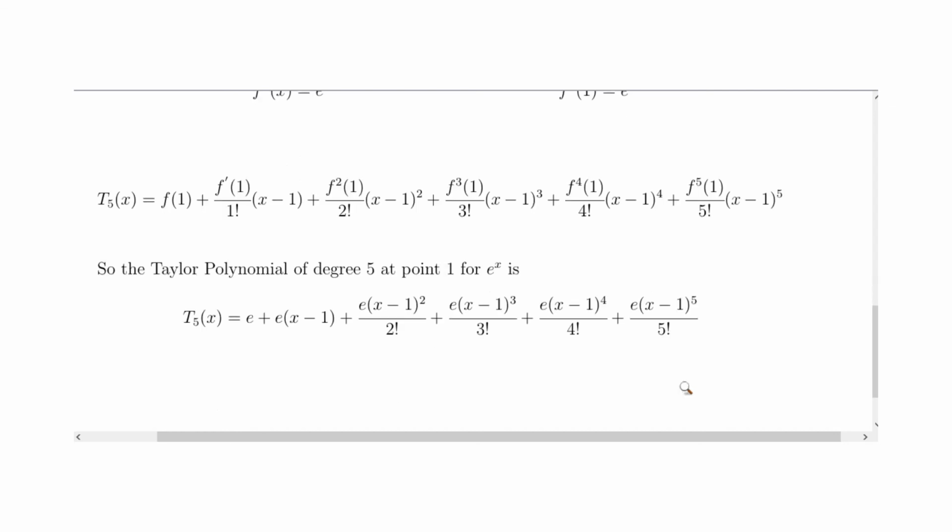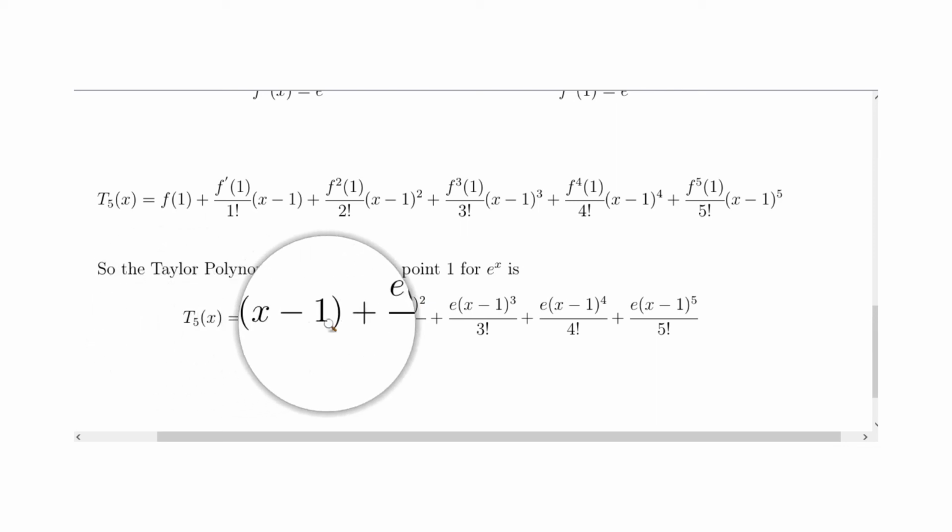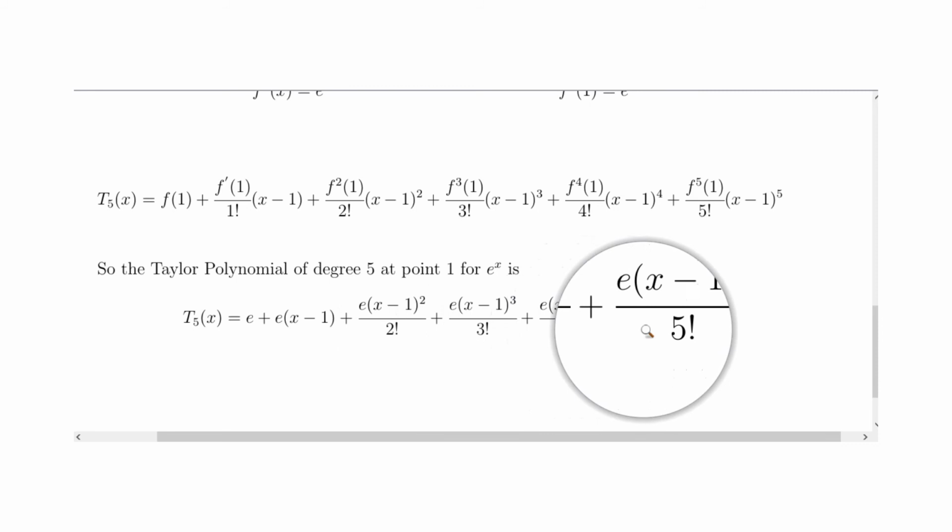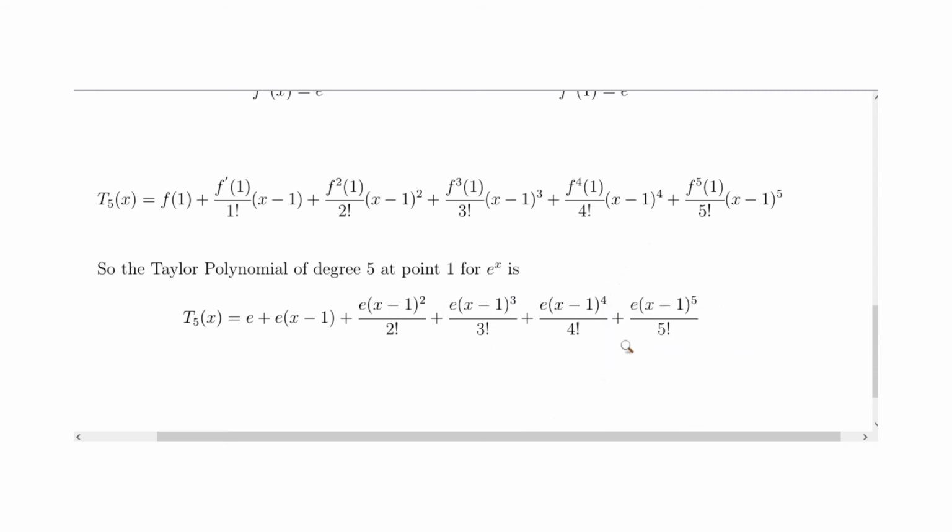So that would be a very suitable answer to write: the Taylor polynomial of degree 5 at point 1 for e to the x is as follows. And this here would be a good answer. So what we're going to do now is check with a graph of e to the x and compare it with our Taylor polynomial to see if we get the same thing.